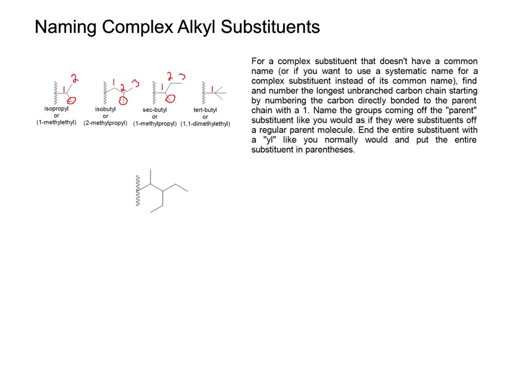Now go ahead and pause the video and try to name this complex alkyl substituent. Here we have a long chain of 4 coming off the parent chain. So that is a butyl group. Coming off the 1, we have a methyl, and coming off the 2, we have an ethyl. So to name this group in its entirety, again we go in alphabetical order, we have 2-ethyl-1-methylbutyl, and the entire thing is in parentheses.